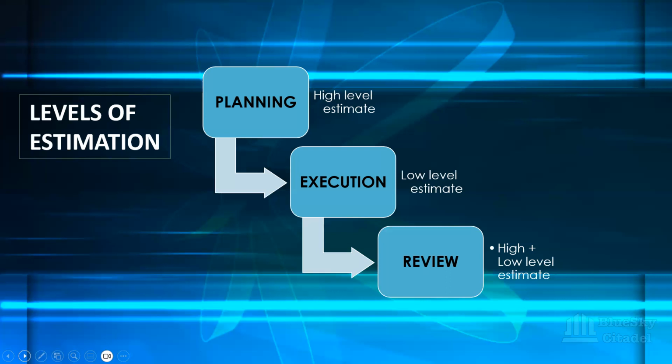And that is part of the things that will help them. So estimation, that's another level of estimation. And then you have estimation at the review stage. This is when you combine your high level estimation from planning and the low level estimation you have during execution in order to have a revised estimate. At the review stage, you should be able to now have a revised estimate.